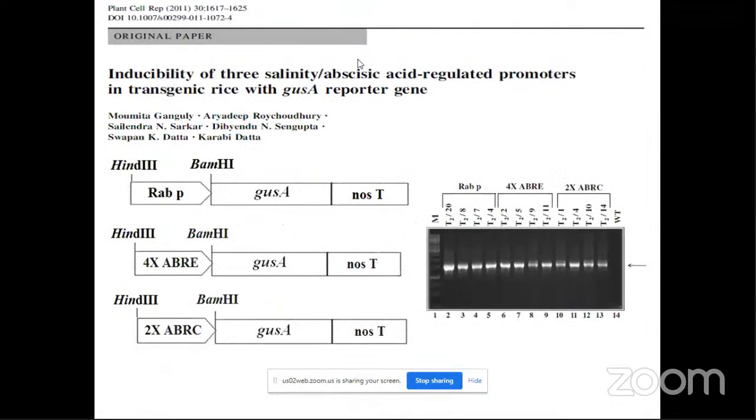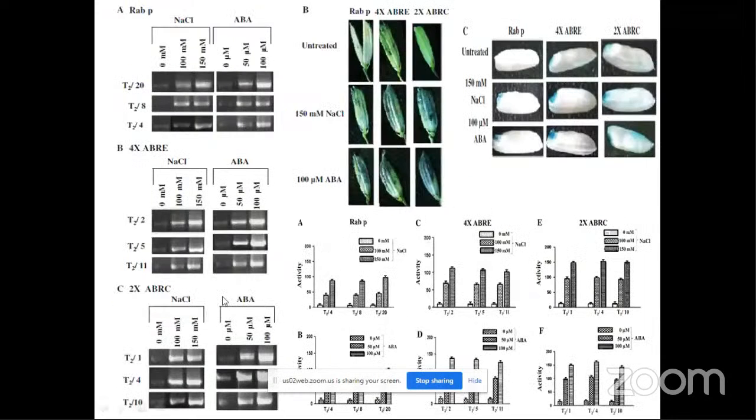So we ended the work over there, and then we went a step forward where we characterized certain promoters. The RAP promoter, the 4x ABRE promoter, that means having 4 tandem repeats of ABRE, and the 2x ABRC, where the ABRE and the coupling elements are present together. And this was shown, of course, in rice again, the promoter characterization or promoter inducibility.